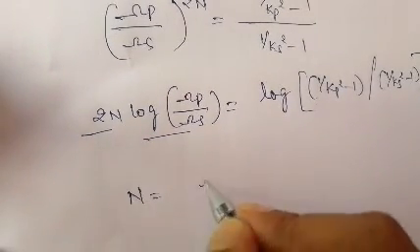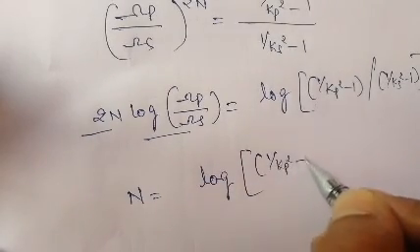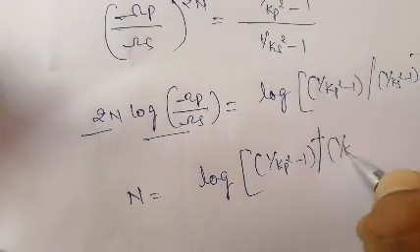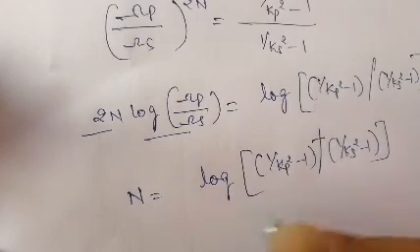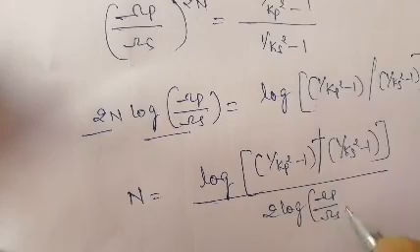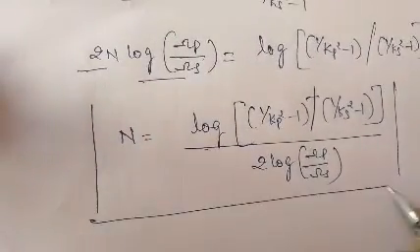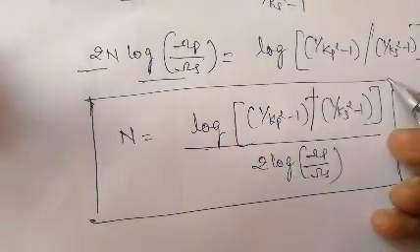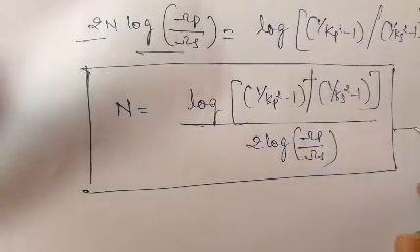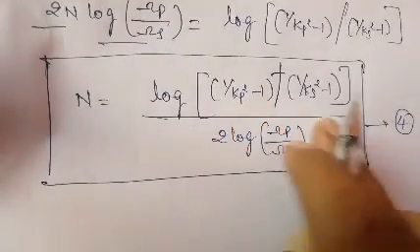N equal to log of the numerator term as it is, 1 divided by kp square minus 1, divided by 1 divided by k square minus 1, whole divided by 2 log of omega p by omega s. Yes, this is the formula for calculating the order of the filter. So whatever equation we got is meant for calculation of the order of the filter. In this case, the gain values are not in decibels.